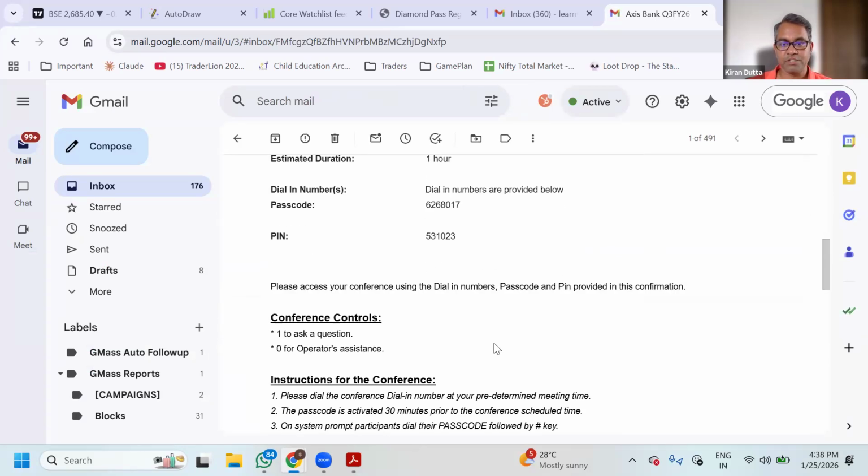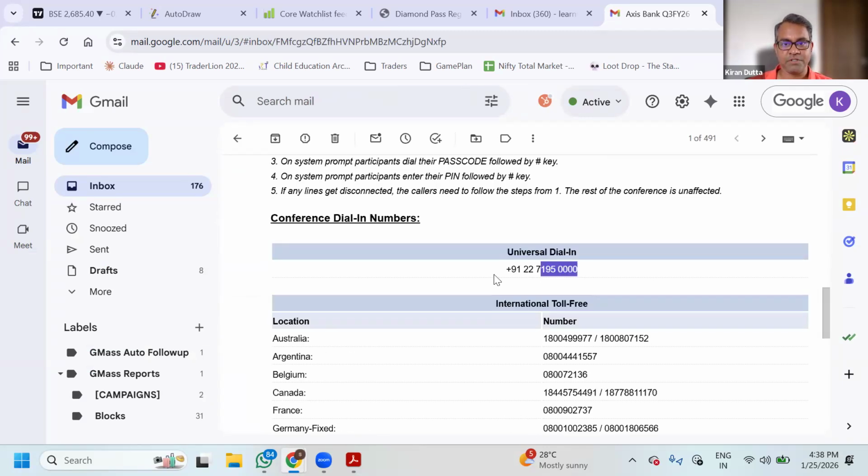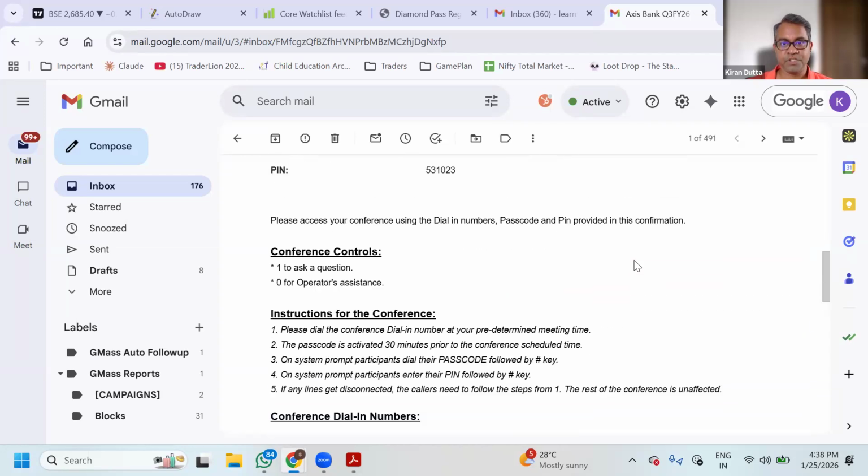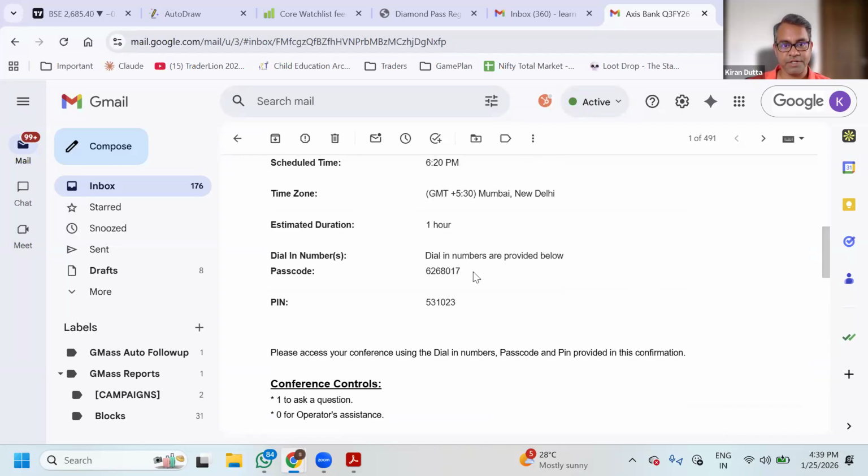And I'll also tell you how to attend that. So most of the earning calls are through telephonic mode only. There is a very standard number, 02271950000, which is the standard universal number for most of the earning calls. IT earning calls will be on Zoom, but most of the other earning calls will be in telephonic mode. So you need to call this number, and then there are two things you need to enter: this passcode followed by hash, and then the PIN followed by hash. Then you will be in the conference.